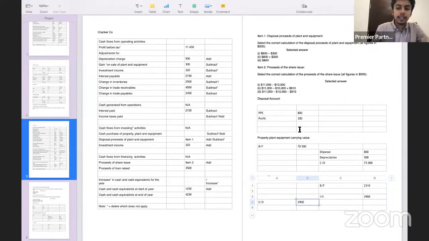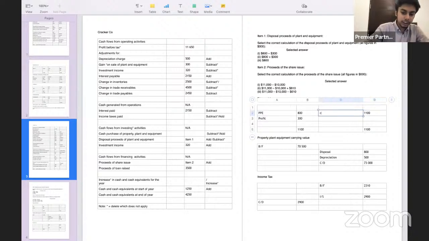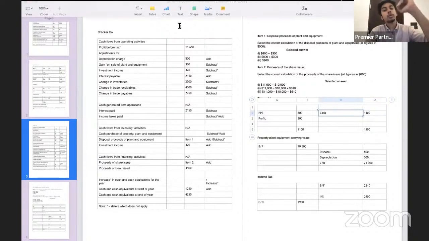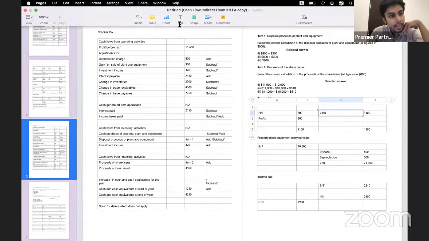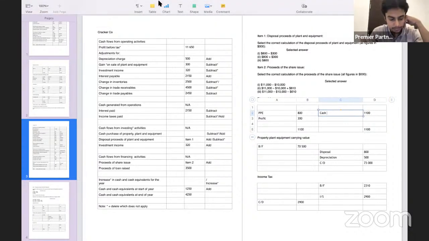800 plus 300, guys, answer is 1,100. 1,100. Here also, guys, 1,100. That means this 1,100 is none other than cash. Okay, so guys, what do we mean by cash? Cash means we are talking about what?